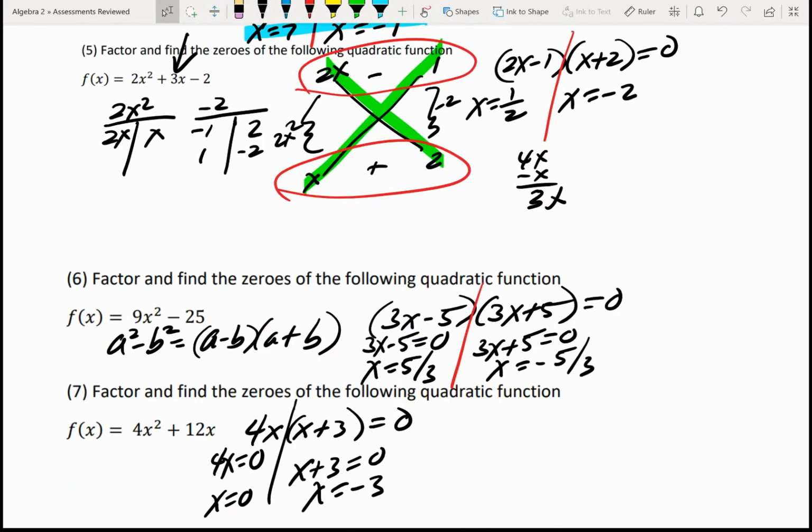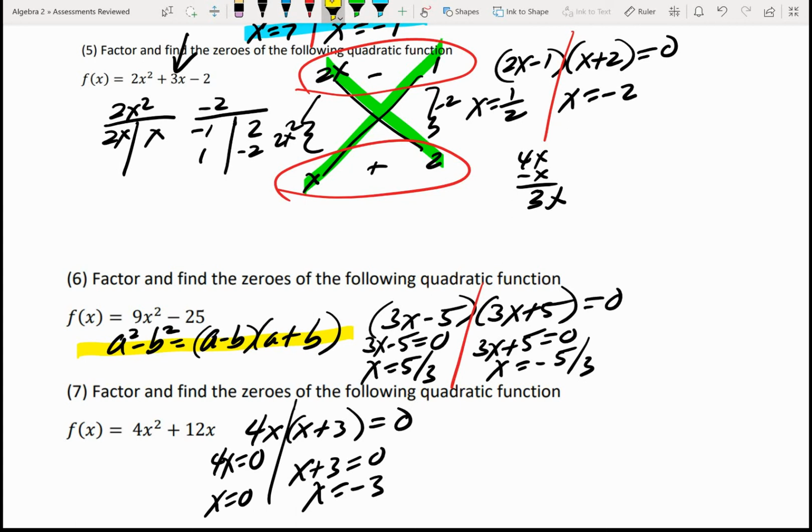Number 6, that's a difference of squares. 9 is a perfect square number, x squared is a perfect square variable, and 25 is a perfect square number. So you use the difference of squares formula: a squared minus b squared equals a minus b times a plus b. So when you factor that, you get 3x minus 5 times 3x plus 5.